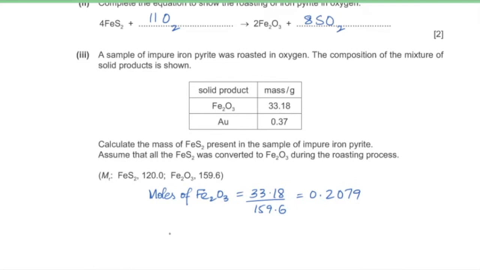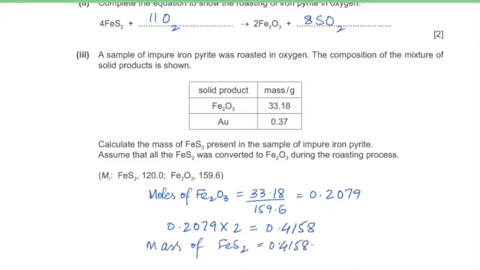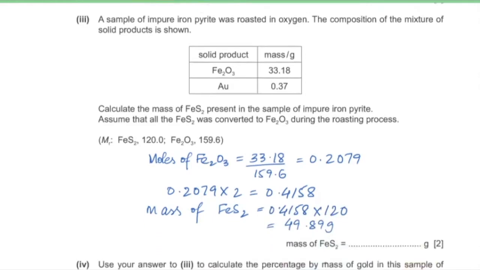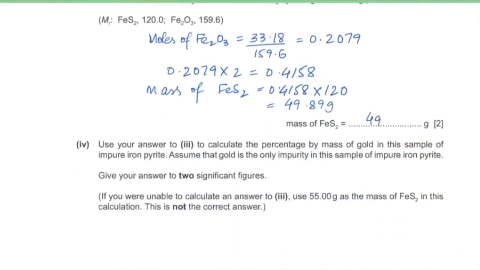So the mole ratio of iron pyrite to iron(III) oxide is 2:1. So 0.2079 times 2 would give you the number of moles of iron pyrite that reacted with oxygen. So the mass of iron pyrite in the sample equals its moles multiplied by the Mr of iron pyrite, which is 120, and this equals 49.89 grams of iron pyrite. So we have 49.89 grams of iron pyrite present in the sample.